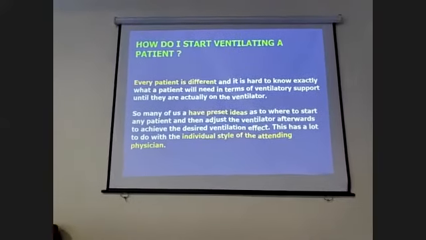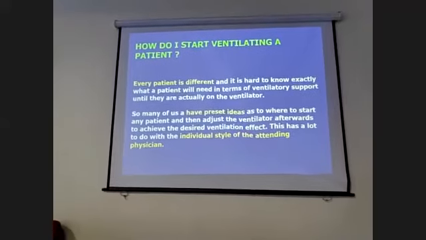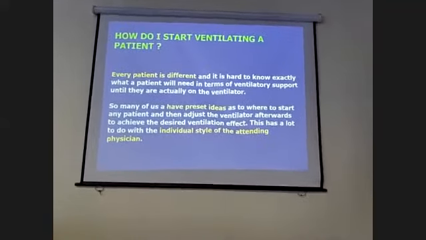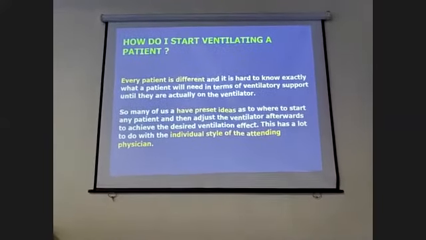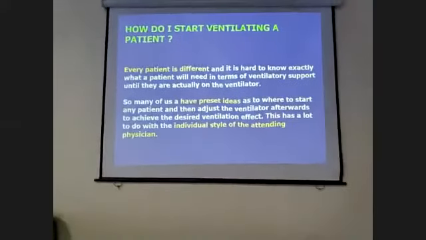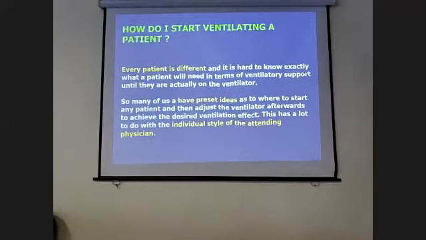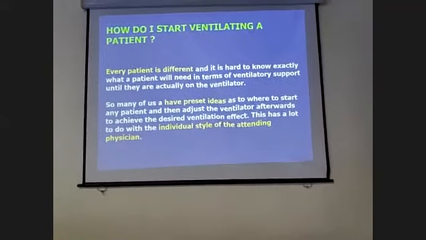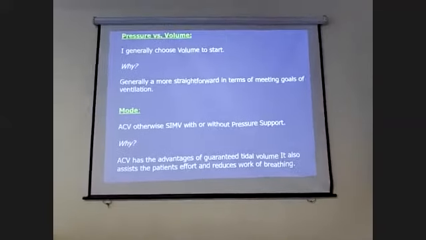The best mode is that mode which you know very well. Every mode is good. All the modern modes, dual modes, have come recently. Now, I'm not talking about all those modes, but as far as basics are concerned, whether it is pressure targeted or volume targeted, it is your choice. Whichever mode you are maximally confident with is the best mode for your patient.